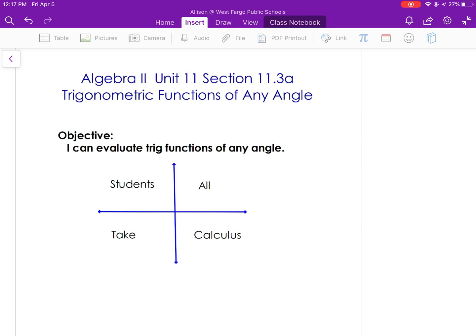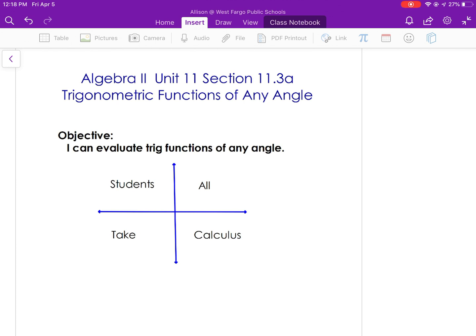Hey class, today we're going to look at trig of any angles. So our objective is that you can evaluate the trigonometric function of any angle. Here I have a Cartesian plane, xy coordinates with all four quadrants, and we have this little saying that goes counterclockwise: All Students Take Calculus.